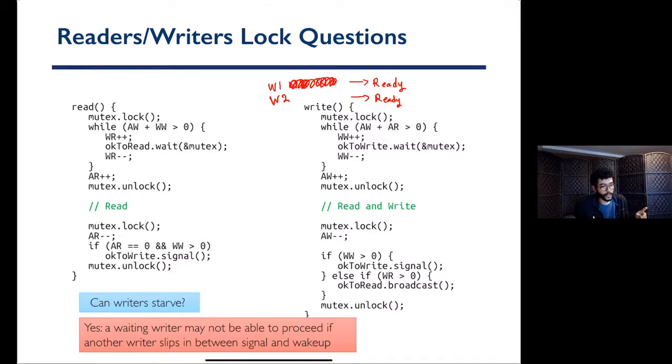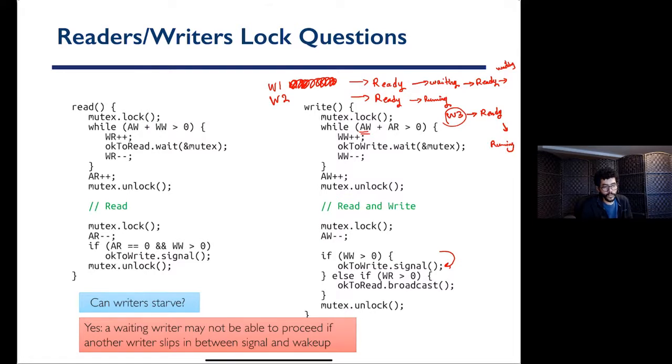Now, the operating system looks at the ready queue. It sees W1 and W2. And maybe the operating system chooses W2 to run. So W2 runs and it becomes running. If later on W1 runs, it sees that there is an active writer, so it goes back to waiting. Now this cycle could continue. Let's say W2 is done and sends a signal and makes W1 ready. But right before W1 runs, let's say W3 comes ready. And let's say the operating system again picks W3 and makes W3 running. Then W1 again goes to waiting because it checks and there is an active writer.